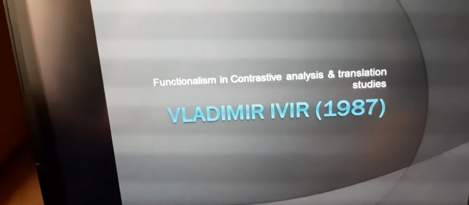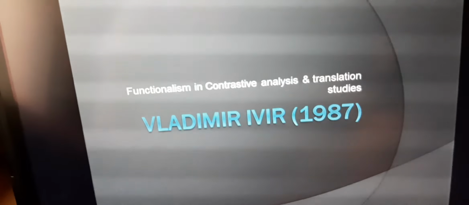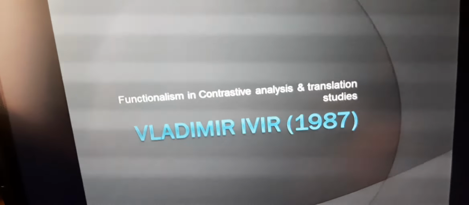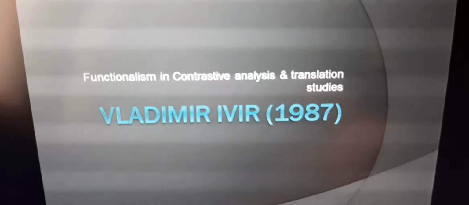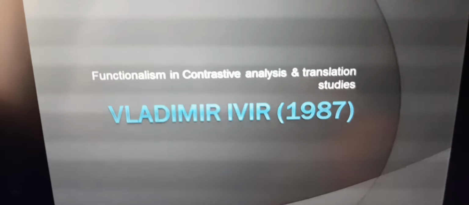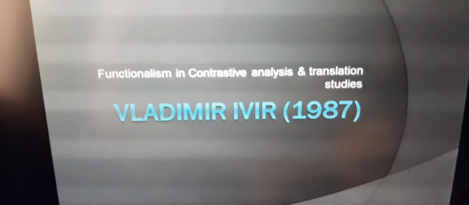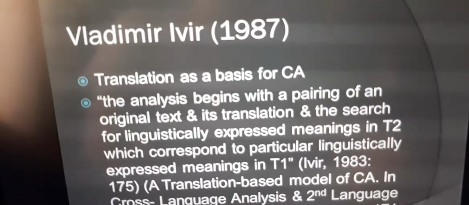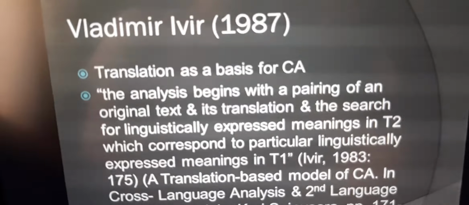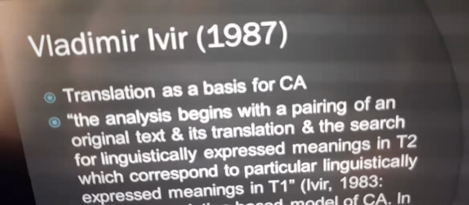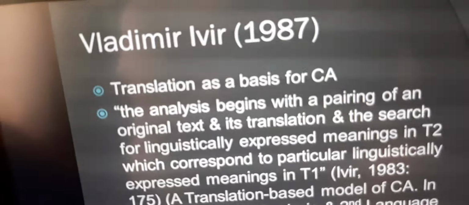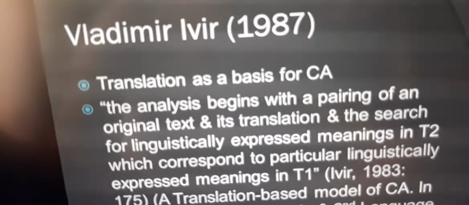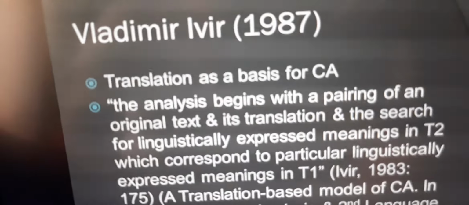In fact, he has written two important papers. One of them is in 1983 and the second is in 1987, entitled Functionalism in Contrastive Analysis and Translation Studies. Ivir considers translation as a basis for doing a contrastive analysis. So the point of departure for him is translation in order to conduct a contrastive analysis.